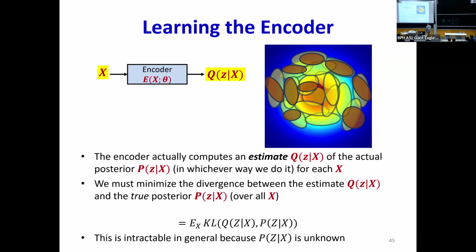But then, I want to say that the expected KL divergence over all training instances must be minimized. But to do this, I need P of z given x. And we started off saying P of z given x is not characterizable. If it were characterizable, why would I need an encoder to come up with an approximation? It would give me the actual P of z given x, right?